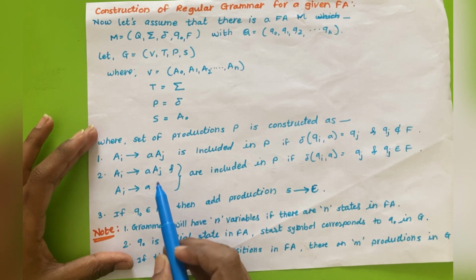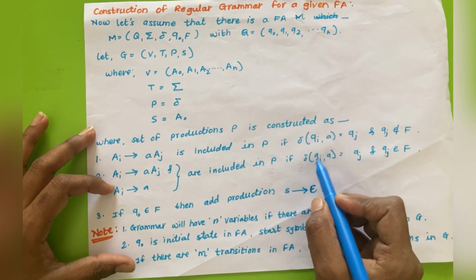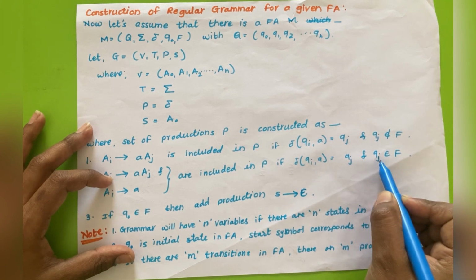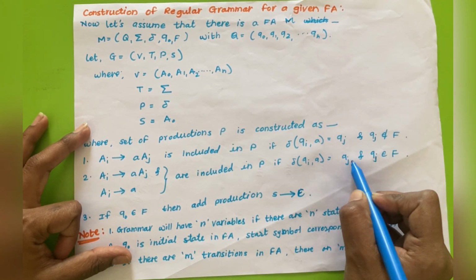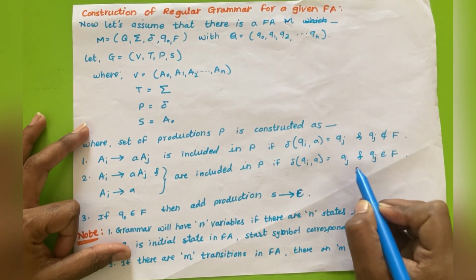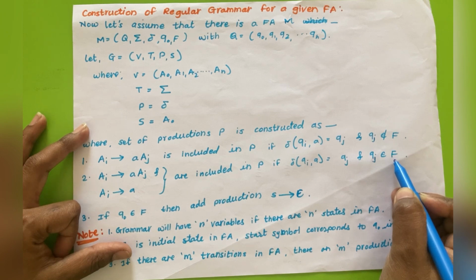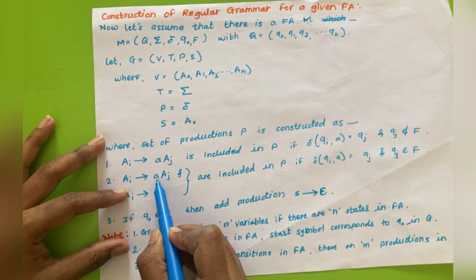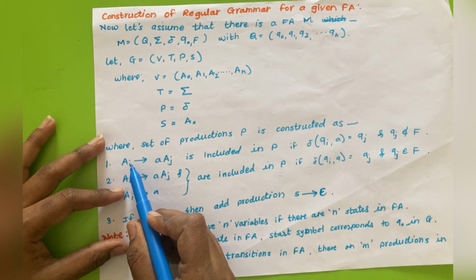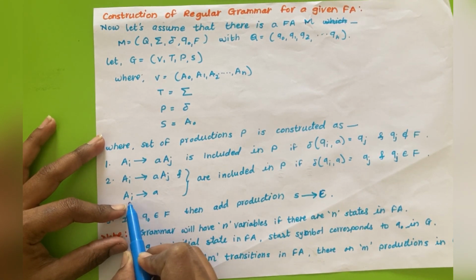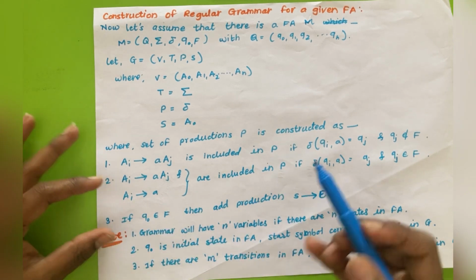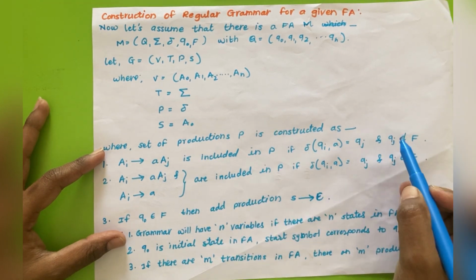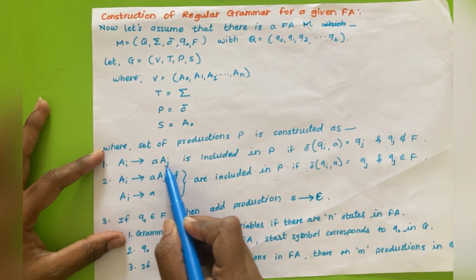The same is the case with the second rule. If we have a transition of the form delta of Qi comma a is equal to Qj, and this Qj belongs to set F, meaning the output state is a final state, then we have to add two productions for a single transition. That is Ai tends to a Aj as in the last rule, and one extra production, that is Ai tends to a. So if the output state is a final state, we add two productions, and if it is not a final state, we add the single production.